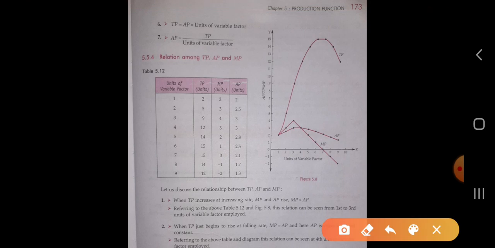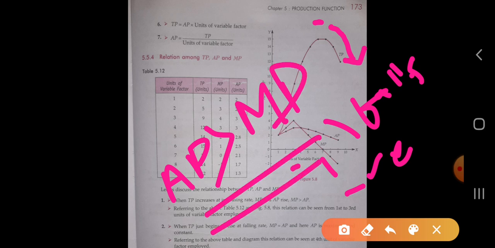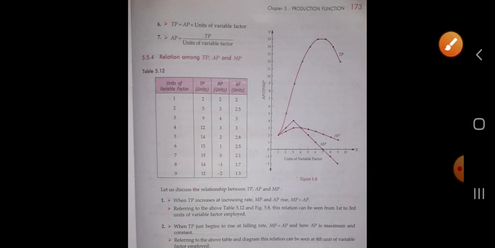See in the diagram that after the maximum and constant point, TP starts declining and MP becomes negative and AP falls. Okay, but AP would be greater than the MP. It's all about the relation between the TP, MP and AP. Once again we can study that when TP increases at increasing rate, MP and AP also rise, but MP would be more than the AP.